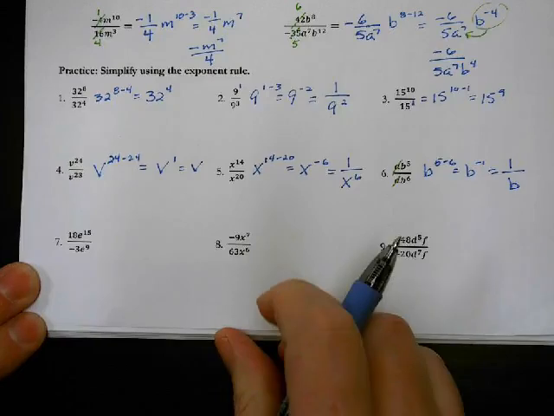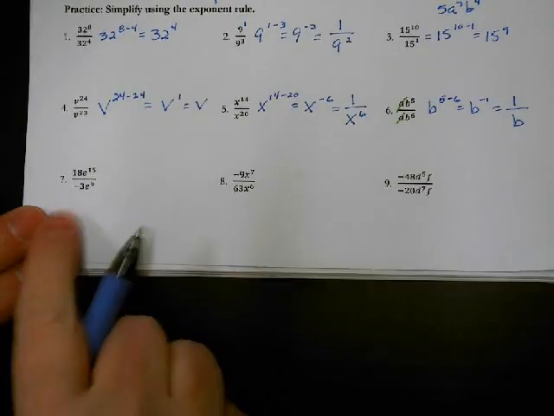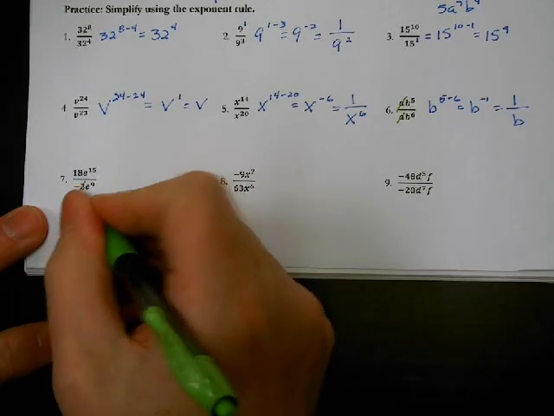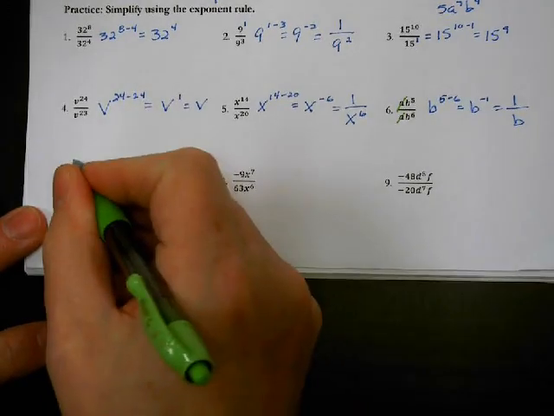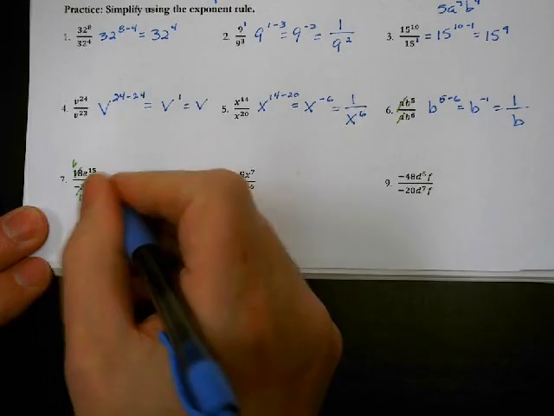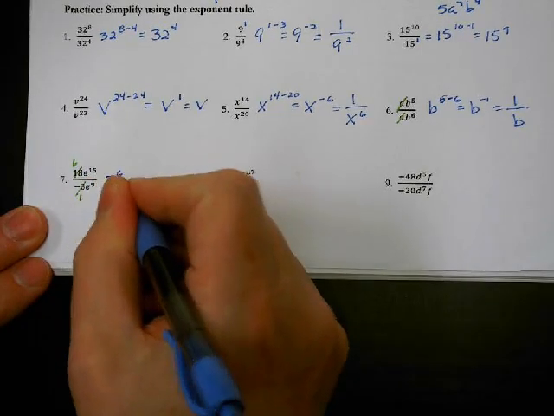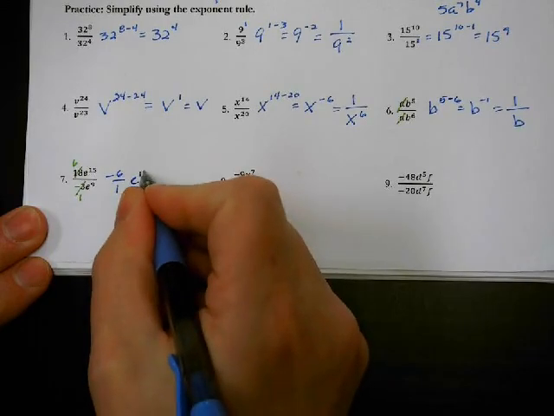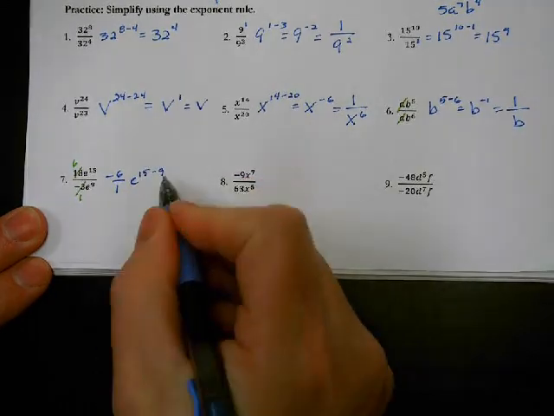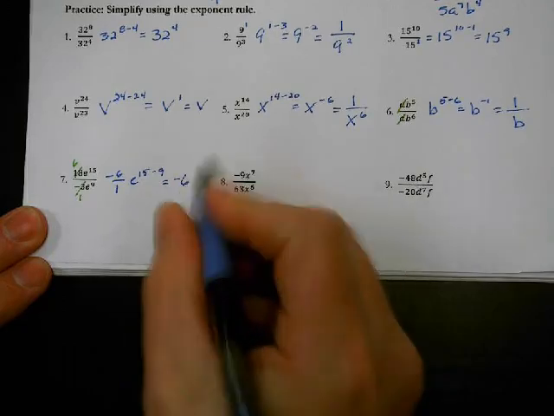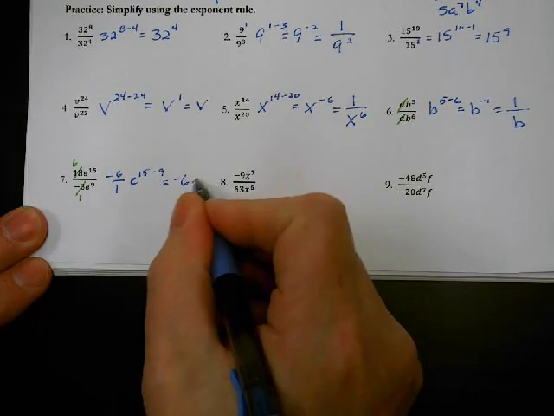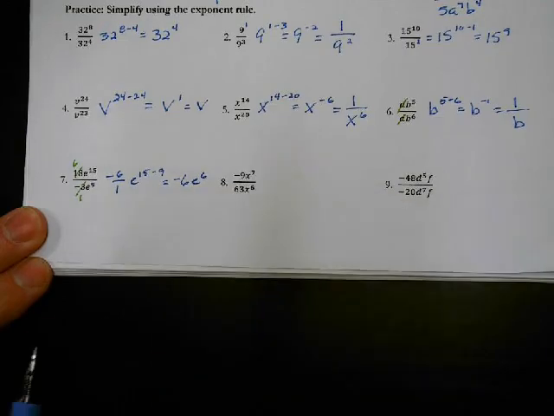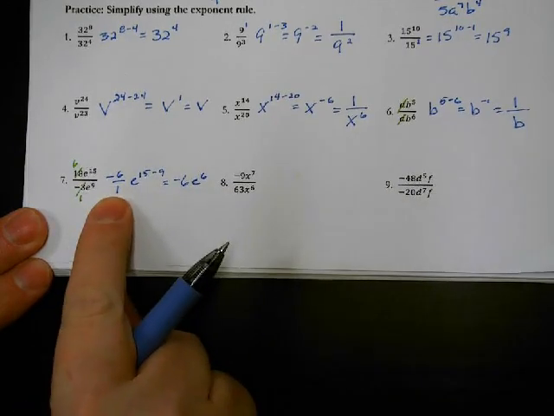Next, we got coefficients here. 18 and 3. 3 goes into 3 once. It goes into 18 6 times. So reducing that, I get negative 6 over 1. And then e to the 15 minus 9. That would be negative 6 and then e to the positive 6. So that belongs in the numerator. Nothing's in the denominator other than 1. You can put this over 1 if you want to, but you don't need to.